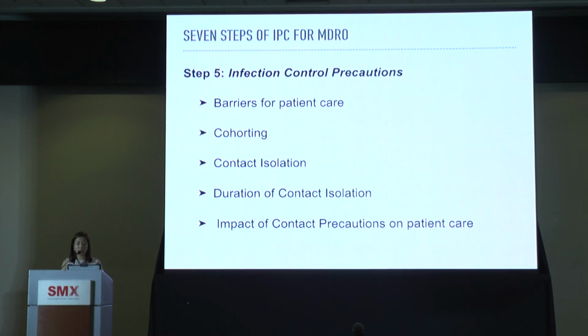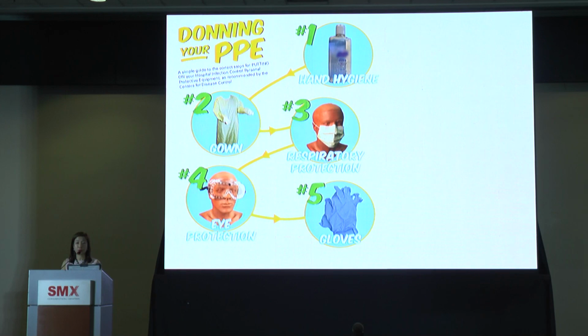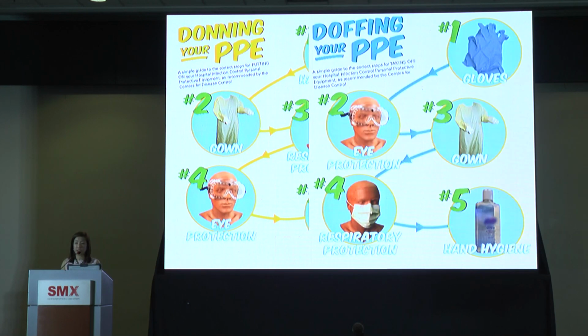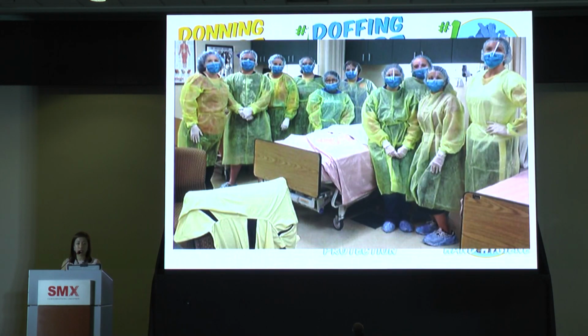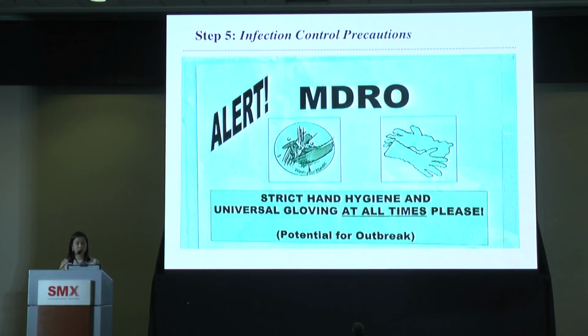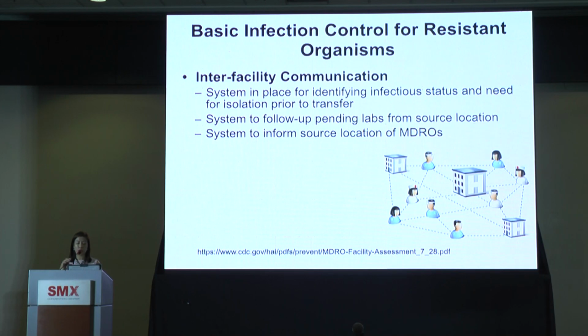Next step for control of MDRO is infection control precautions. You have barriers for patient care, cohorting, contact isolation, but what is the actual duration of contact isolation and the impact of contact precautions on patient care? Barriers for patient care, so donning of your PPE is as important as doffing of your PPE. This is protection for barriers for patient care. You can also have signages which show alert for MDRO, strict hand hygiene and universal gloving. Some also advocate having inter-facility communication, wherein there is a system in place for identifying the infectious status and need for isolation prior to transfer.